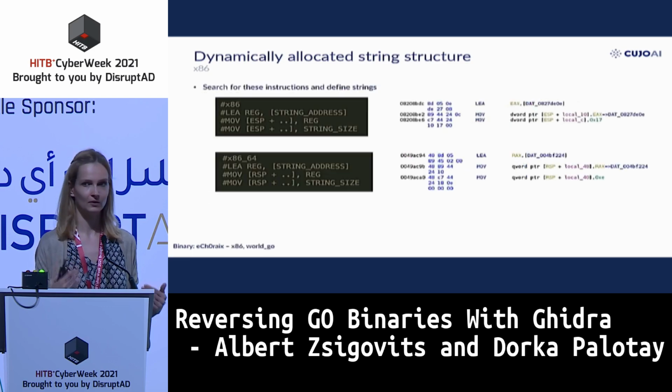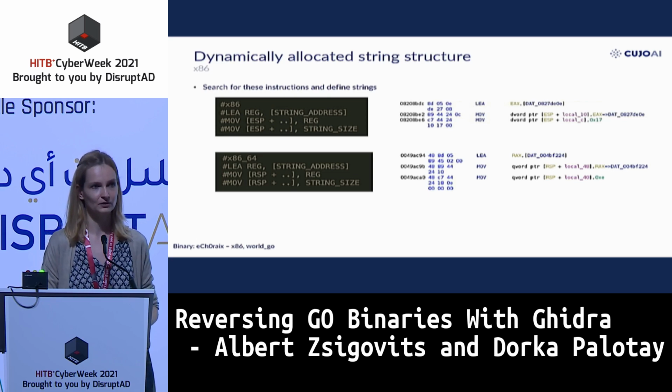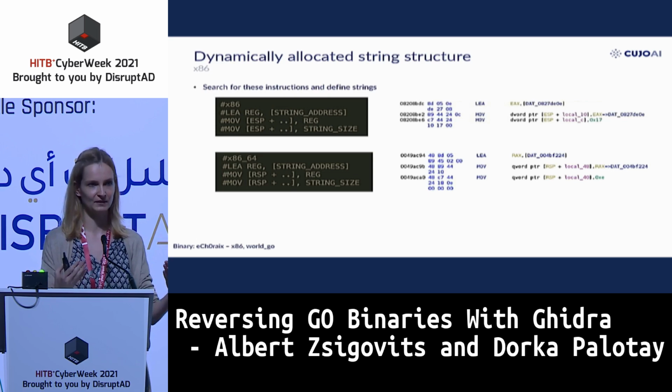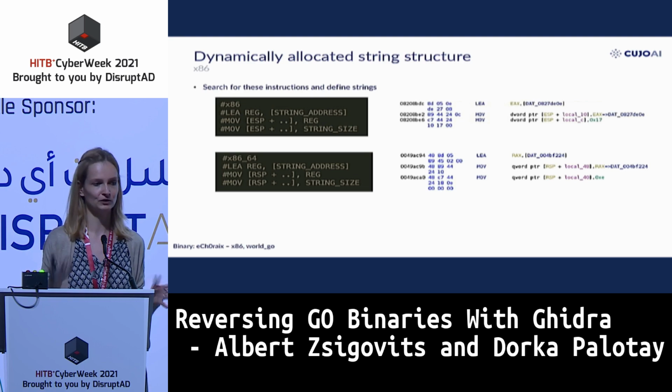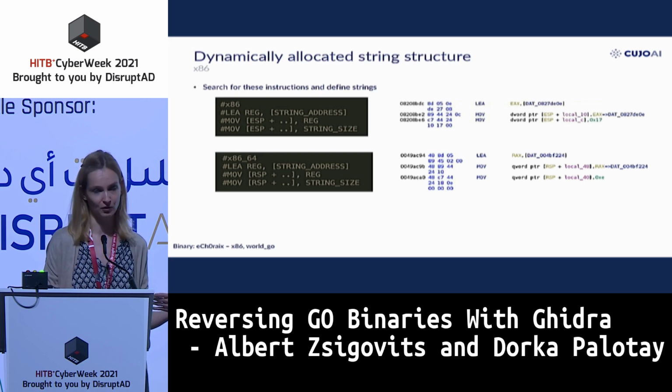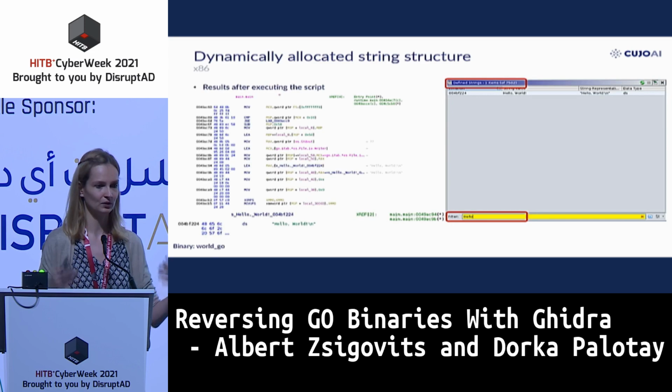Now we will take a look at the x86 and then the ARM architectures. Here our script looks for these specific instruction sequences. For example, first the string address is moved into a register and then placed onto the stack, and then the string size is placed onto the stack. And that's almost the same for 32-bit and 64-bit. It works the same.